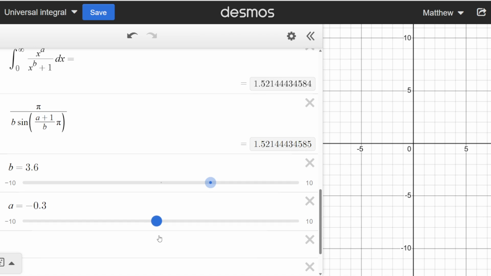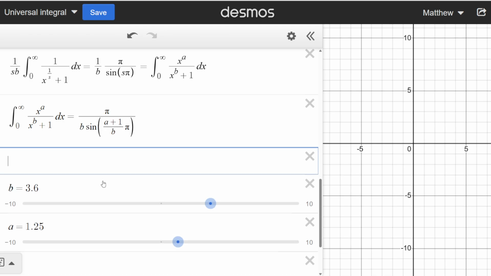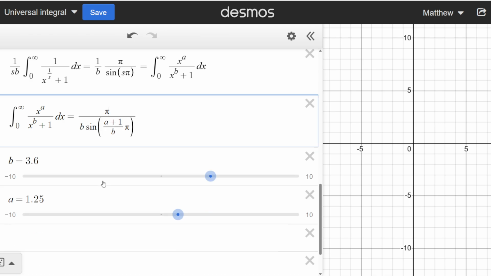It's always matching up when it does converge. Well, or it's pretty close. Again, it does it numerically. So, all right, guys, that's it. That is the universal Mellin-Barnes integral formula.